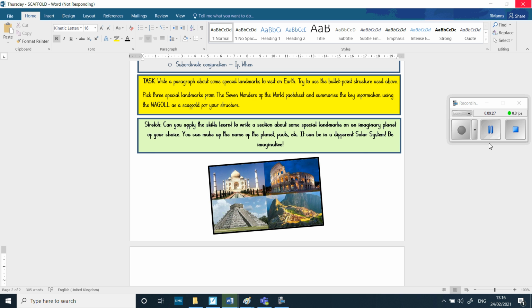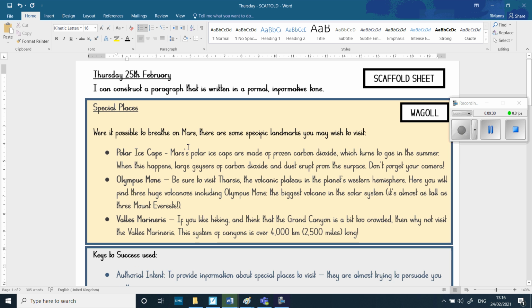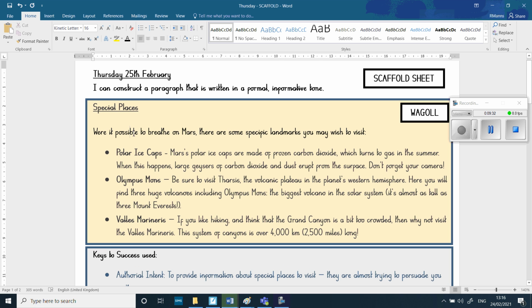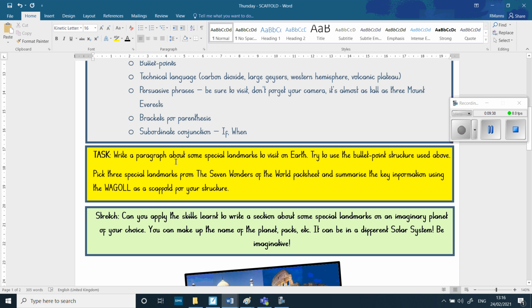Now, on your scaffold sheet today, what I've put for you is the Waggle that we looked at earlier, with Mars. We've got the keys to success, so these are the things I want you to try and include. And then the task, which is to write a paragraph about some special places to visit on Earth, trying to use the bullet point structure.